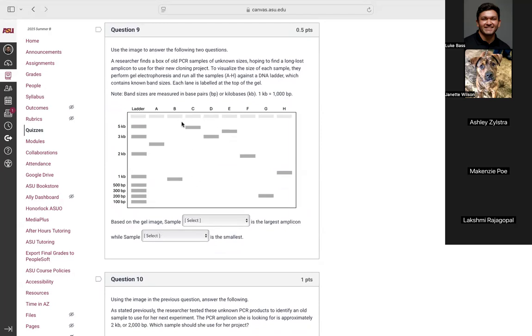So what you're doing is just looking at all these samples, A through H, and comparing them to the ladder, which has the known sizes. You'll see that a DNA sample that's 5 kilobases will be more like sample C, because it runs at about that length. And if you're looking at 2 kilobases, you'll look across and see what samples are lining up about there.